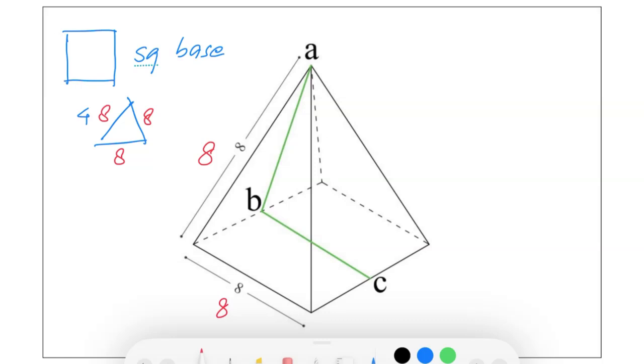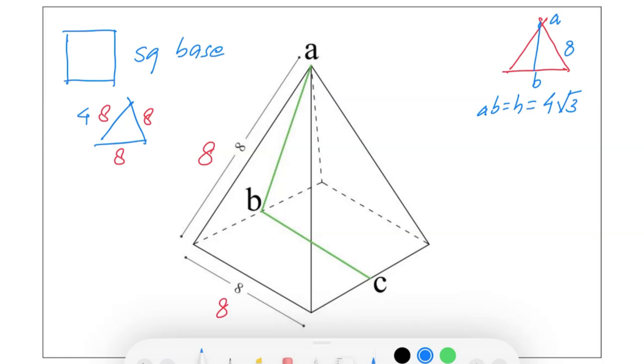Given it's an equilateral triangle, AB is the perpendicular of it. So when the side is 8, AB, which is perpendicular of an equilateral triangle, is going to be 4 root 3. For this, you can check our other videos on area under shaded region or path length in 2D.